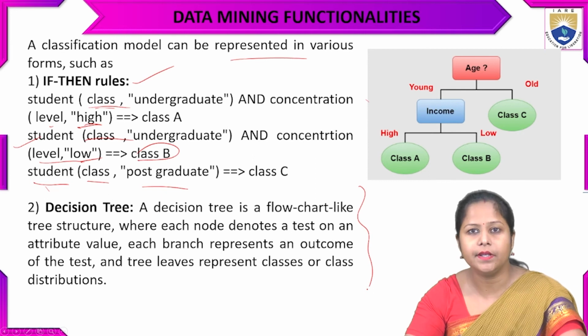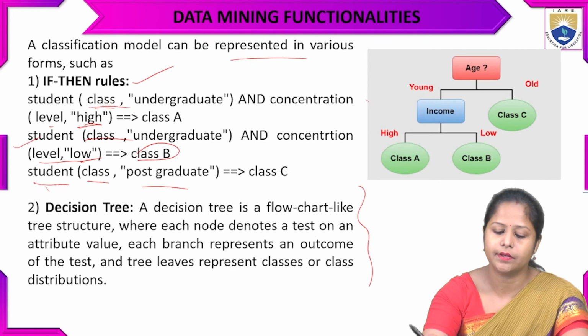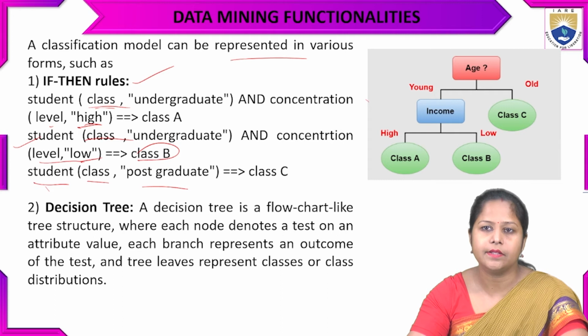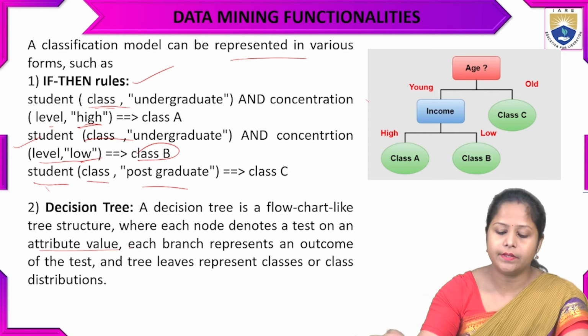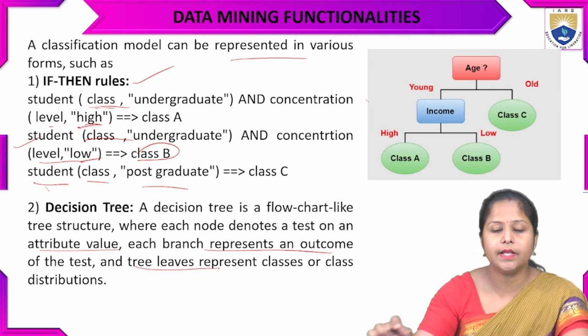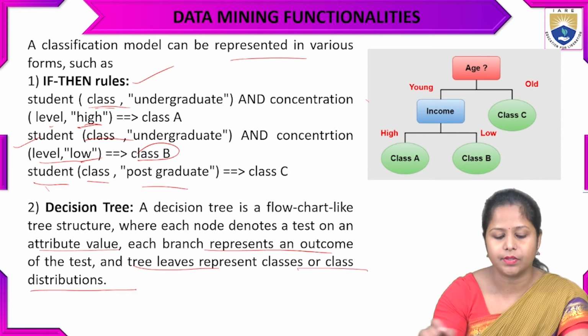So what is a decision tree? A decision tree is a flow chart-like tree structure where each node denotes a test on an attribute value. Each branch represents an outcome of the test, and the tree leaves represent the class and class distributions.